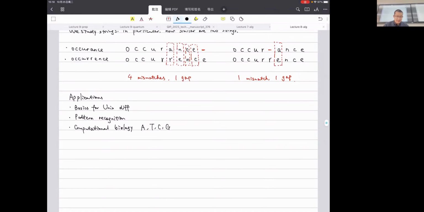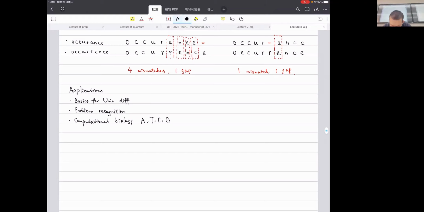But thinking about all different kinds of applications, sometimes the costs of mismatches and gaps are probably different. For instance, we can give an example where we can make an alignment with totally no mismatch. So what do I mean by that? Maybe we can think about this example. We have this occurrence, maybe we have the A here. Let me see.